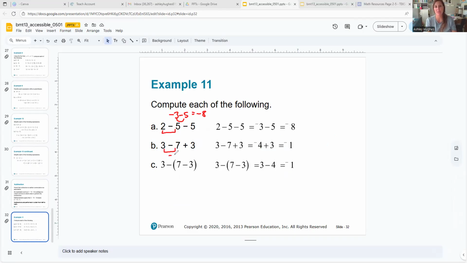3 minus 7 is negative 4 plus 3. These are different signs, so I subtract them to give me 1, but now the big one is negative, so it's negative. Now this one I actually need to distribute here, or I can do this first and say that that is 4, and 3 minus 4 is negative 1.